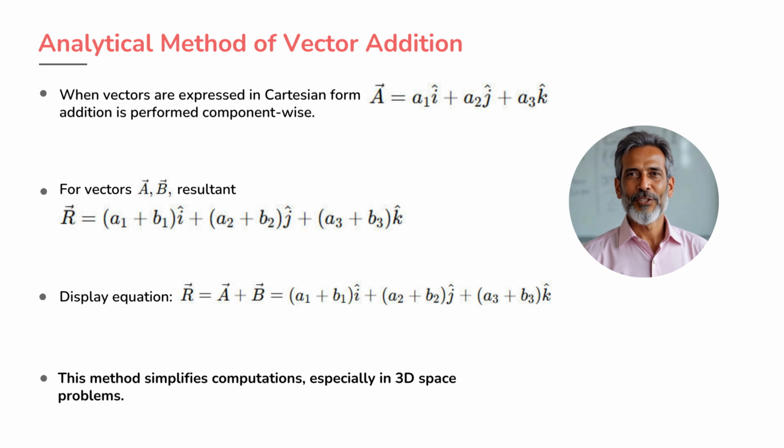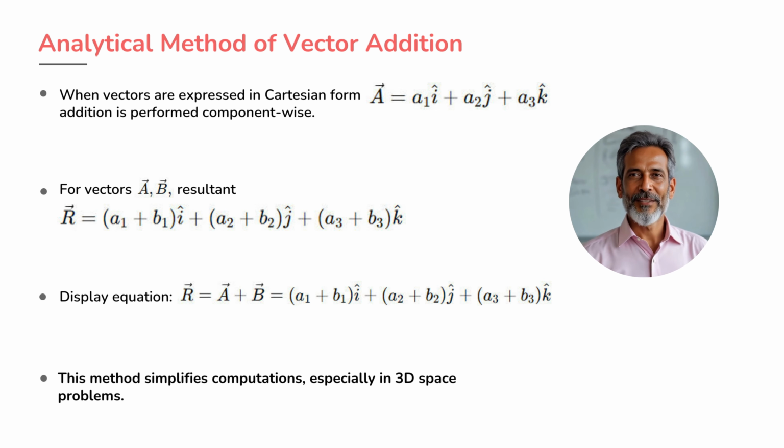Let me say it again slowly. Vector R equals (A1 plus B1) i hat plus (A2 plus B2) j hat plus (A3 plus B3) k hat. This analytical method makes solving vector problems straightforward, especially when dealing with three-dimensional space, like vectors flying around in physics or engineering problems.